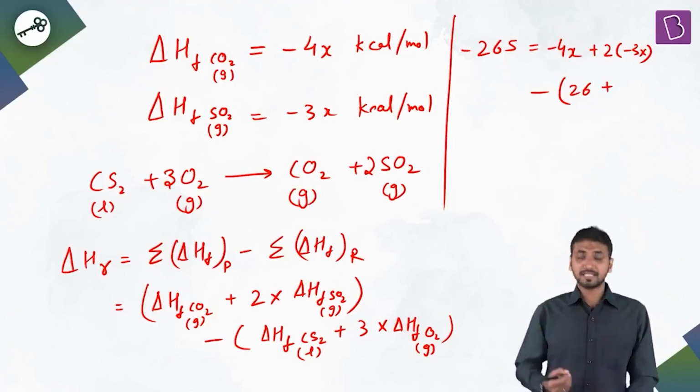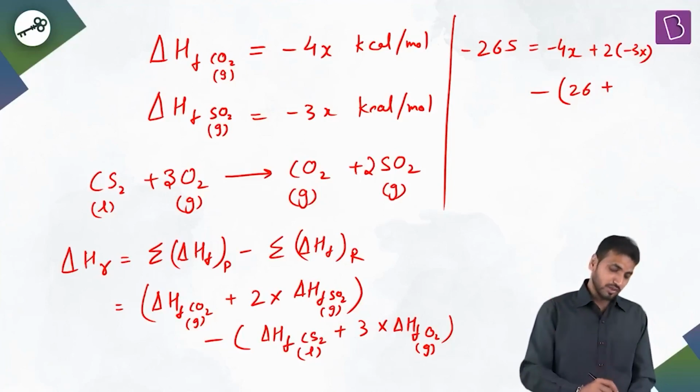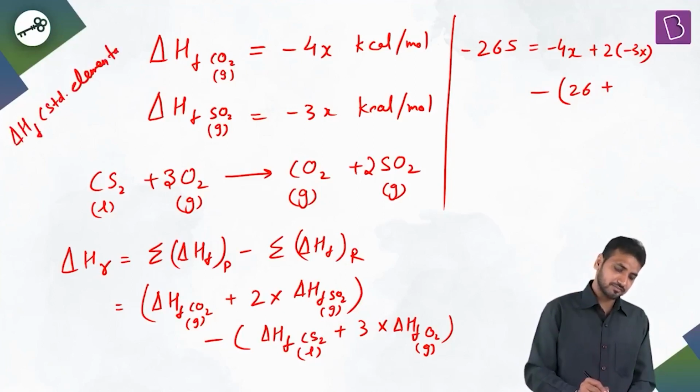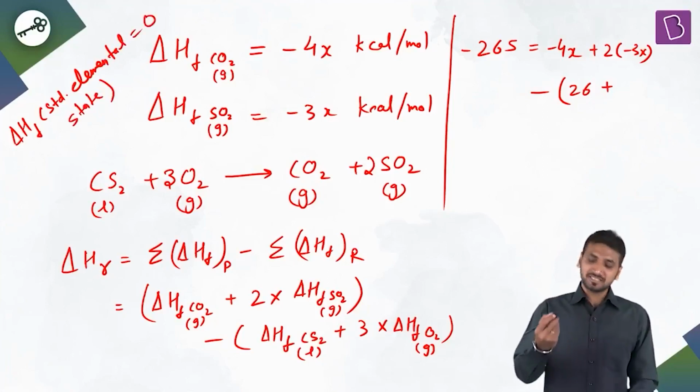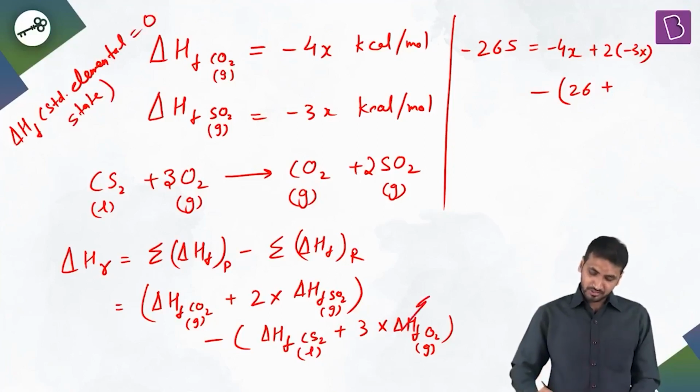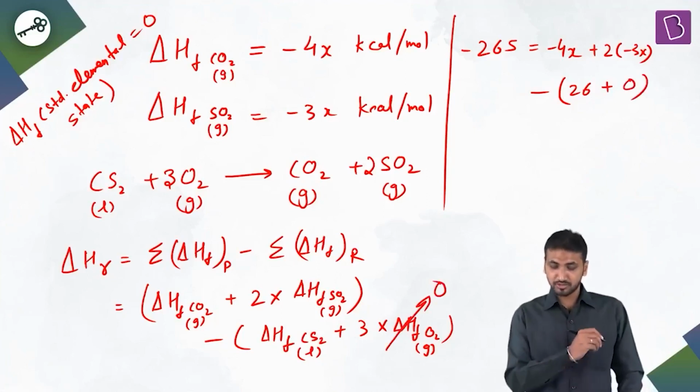Now this value is neither given nor have we assumed it. So how are you going to write it? Remember one thing, that delta H formation of a standard elemental state is assumed to be 0, and for oxygen, O2 gaseous state is its standard elemental state, so this value is going to be 0, right? So no need to worry about it. 3 into 0 is 0.